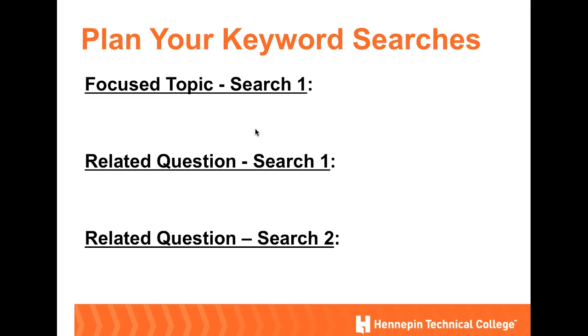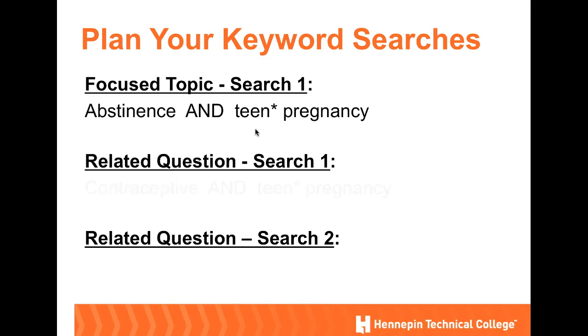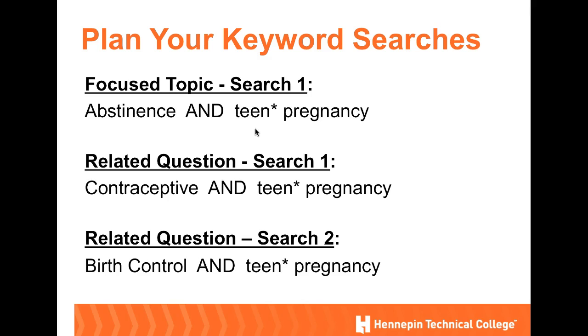All right, so we can take those phrases and put them together. So abstinence and teen pregnancy were the two terms from our focus topic. And our related question had contraceptive and teen pregnancy. So you're looking for articles that talk about both of those terms, not either or, because we have "and" in between them. And then another version of the related question would be, instead of saying contraceptive, you could say birth control and teen pregnancy.